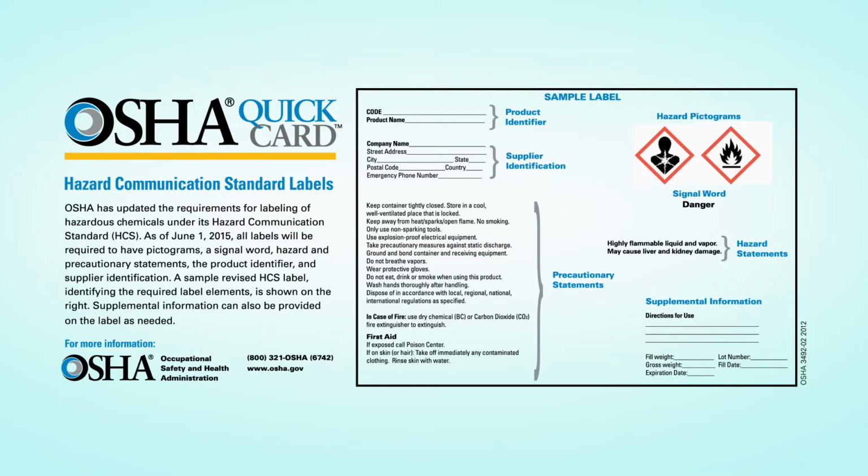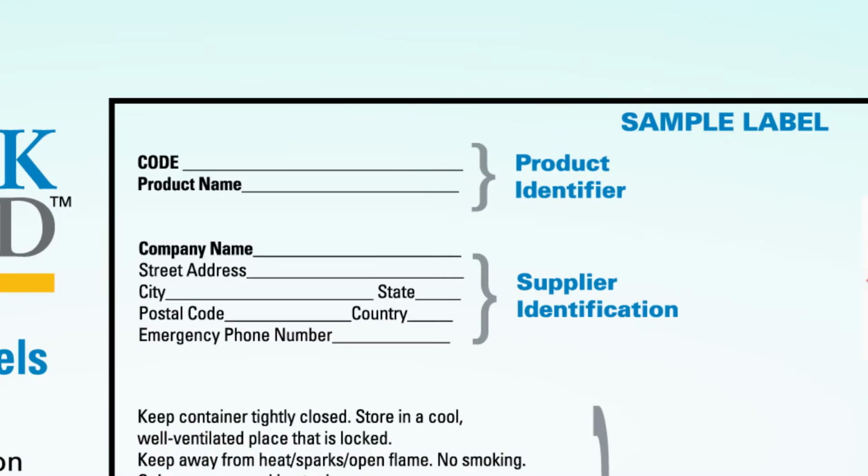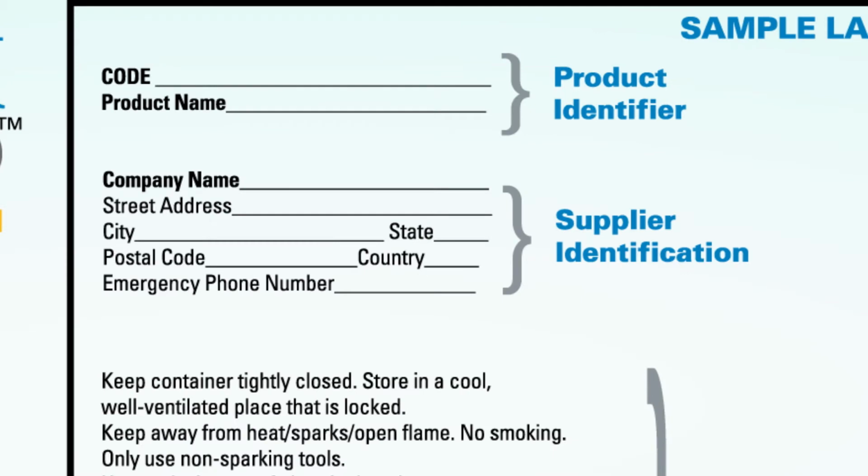What do you need to know as a user of this new system? There are several areas you need to be concerned with. The first is the label elements. Product identifier. This can be, but is not limited to, the chemical name and code or batch number. Supplier identification. This is the complete detail on the chemical manufacturer, distributor, and/or importer that is supplying the chemical.